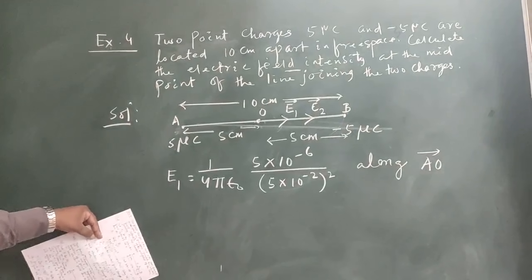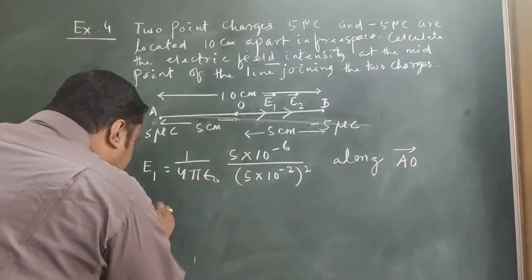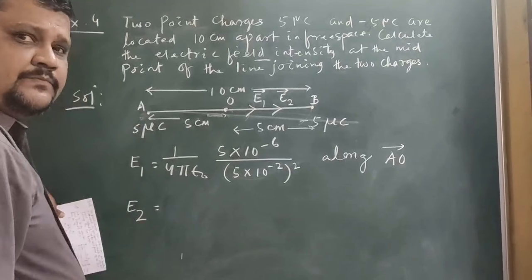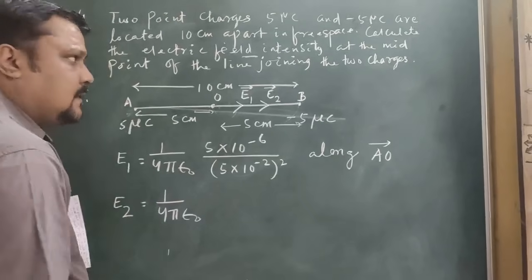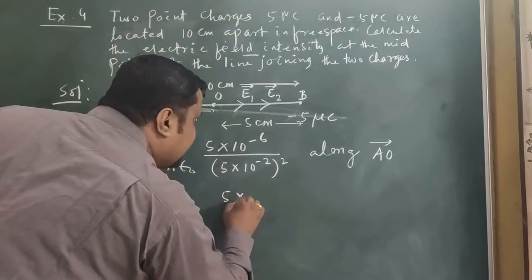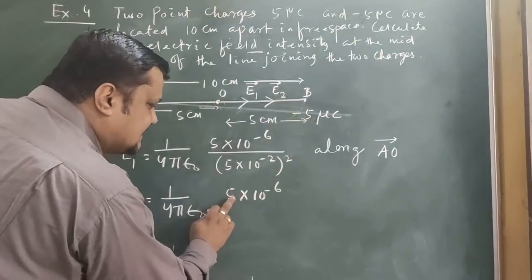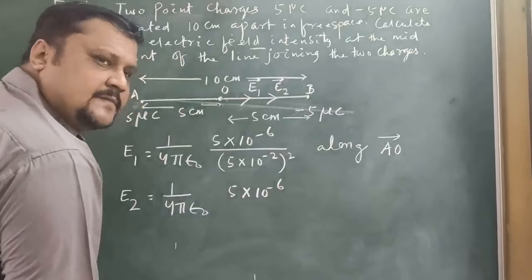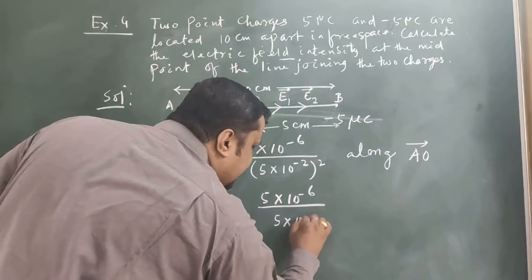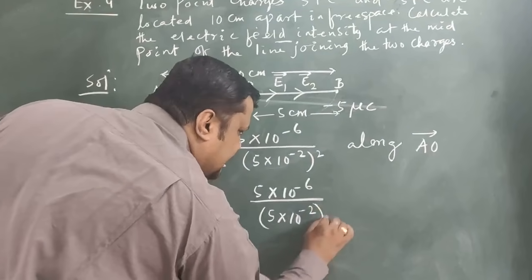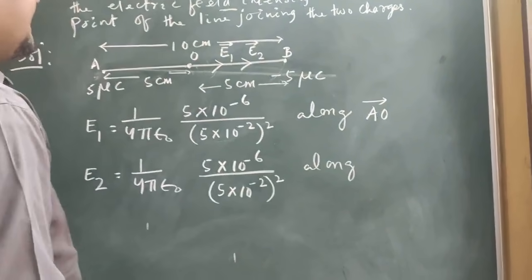Got it? Then the electric field due to this minus 5 microcoulomb at O, E2, is 1 by 4 pi epsilon naught into 5 into 10 to the power minus 6. I am only taking the magnitude part. Minus 5 I have considered as 5. I have to give the direction here. 5 into 10 to the minus 6 into the same distance R square at the midpoint, along what direction? OB.